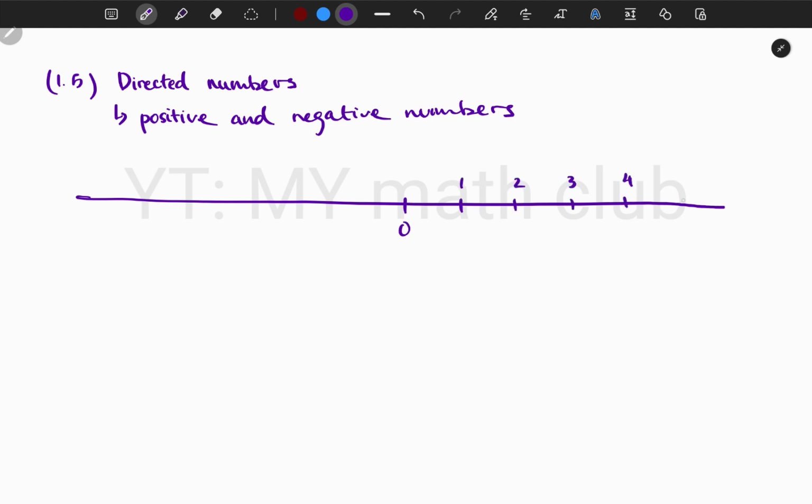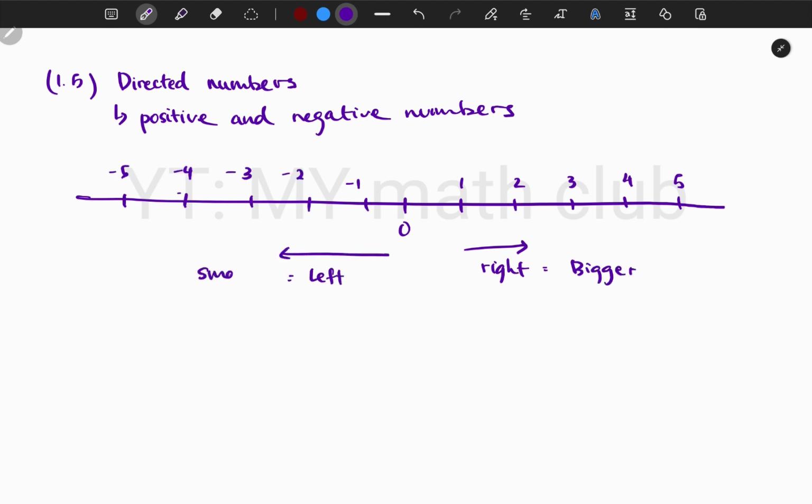If we start at 0, we find that the numbers going to the right will always grow bigger and bigger. And for numbers going to the left, it will always shrink smaller and smaller. So even though the positive value of 5 is bigger than 2, when we compare negative 5 and negative 2, then it's a completely different case. Because negative 5 is smaller than negative 2 because it is further to the left on the number line.